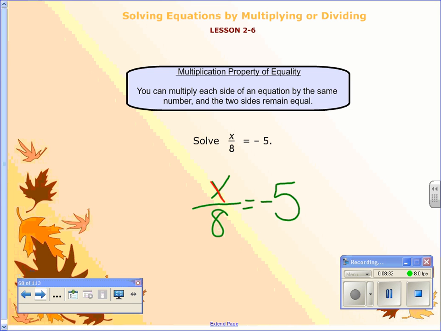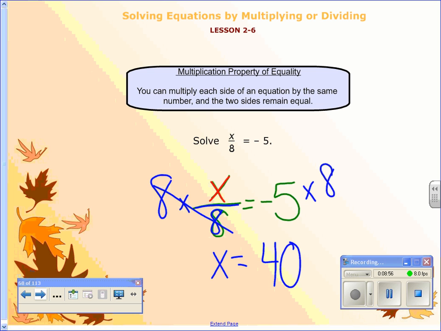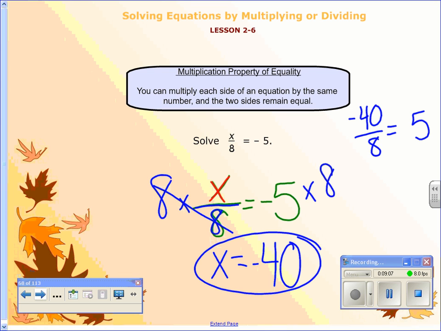So, my variable here is x. On the same side, they're dividing by 8. That's what this bar means, to divide by 8. So the opposite of dividing by 8 is multiplying by 8. All right, so those cross out, and again, I have to do it to both sides. Negative 5 times 8, well, 5 times 8 is 40. By multiplying negative times a positive, you get a negative. So negative 40. And again, I can check my answer. Negative 40 divided by 8, well, 40 divided by 8 is 5, but that negative makes it a negative 5. Those check. So my answer here is negative 40.